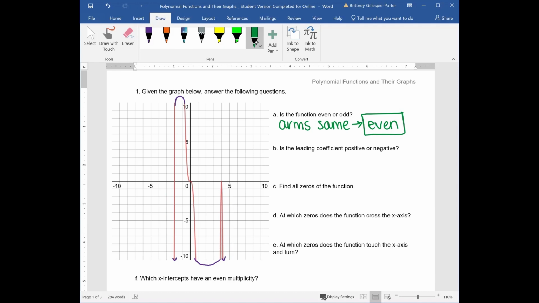Part B, is the leading coefficient positive or negative? Remember, look at the right side. Since our right side of the graph falls, we're going down for our end behavior. If we're going down like a frown, that means that our leading coefficient needs to be negative.